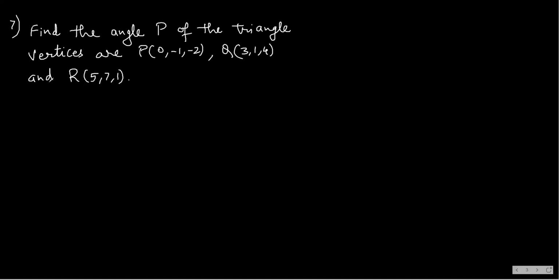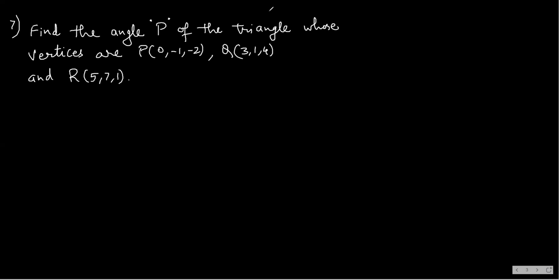Now we have question number 7, which is quite a simple question. It says find the angle P. Now when they say find the angle P, it means the angle at vertex P. Find the angle P of the triangle whose vertices are P(0, -1, -2), Q(3, 1, 4) and R(5, 7, 1).